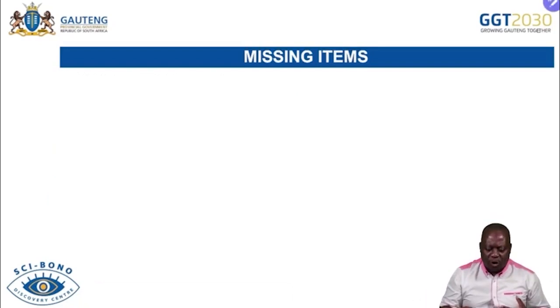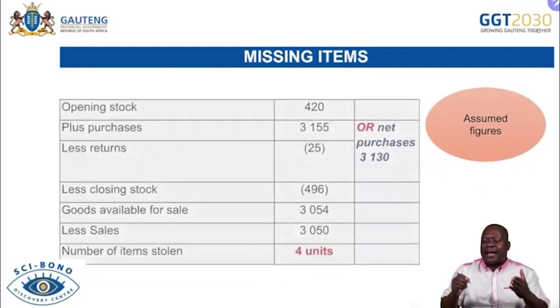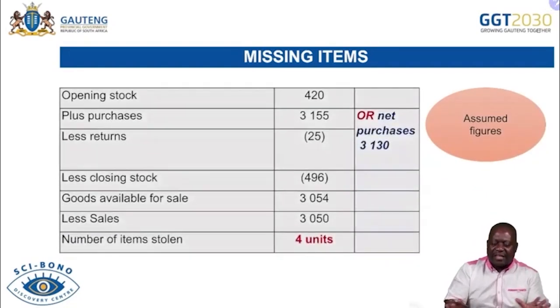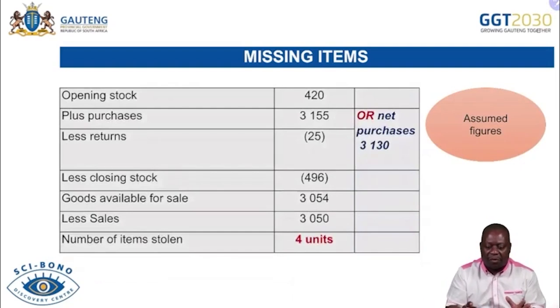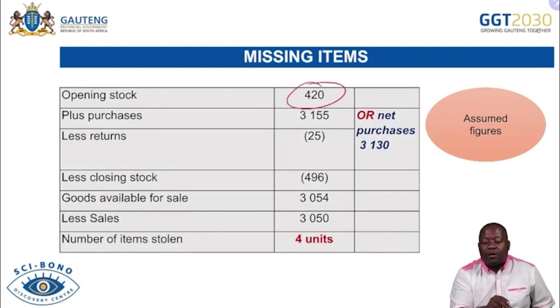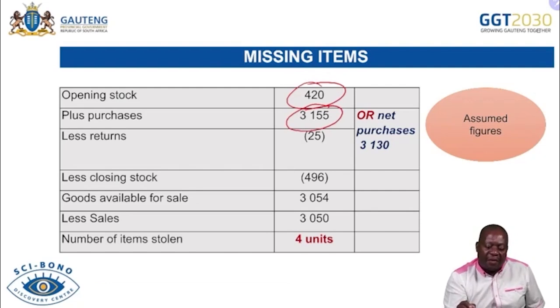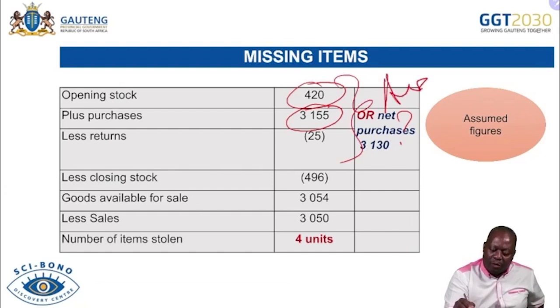Now, please take note, whenever it comes to missing items, let's just use this activity as assumed figures. We are not taking this from any activity, but it's always opening stock. We need to know how many units were there when we started. And then we add our purchases. And then we are going to subtract the returns. And this, we call net purchases. Good. And then this gives us what is available. Always we need to know how much we have available.